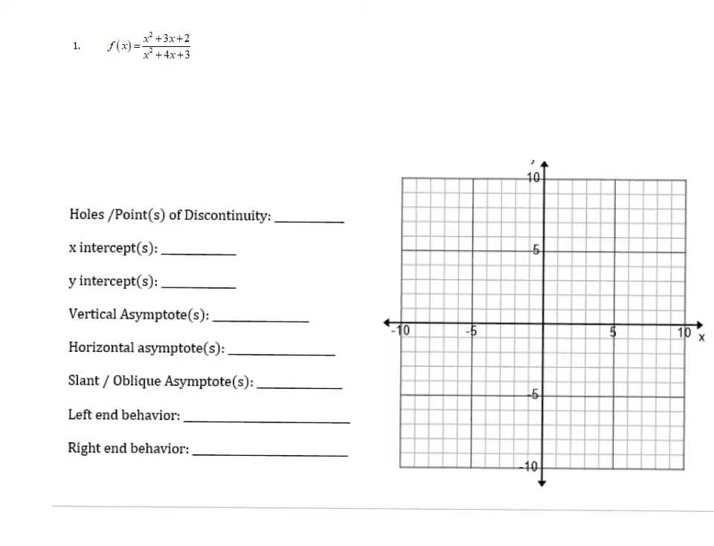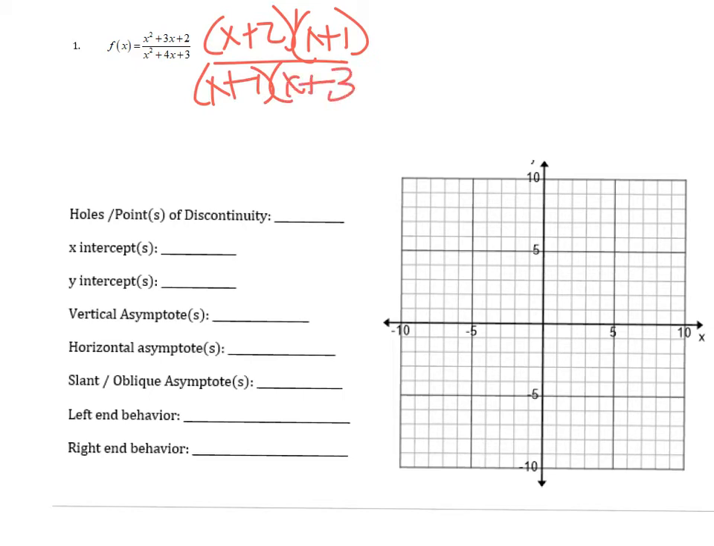Alright, number one, the first thing that we need to do is factor. So we've got x plus 2, x plus 1, over x plus 1, x plus 3. And we can cancel out our x plus 1s, and that x plus 1 that factored out gives us our hole at -1.